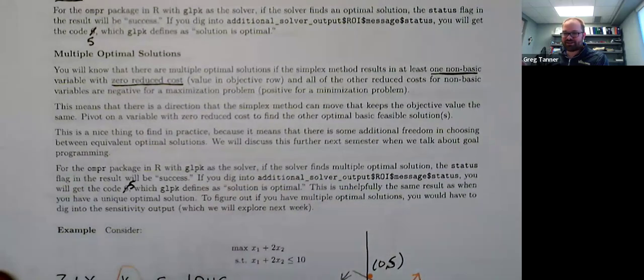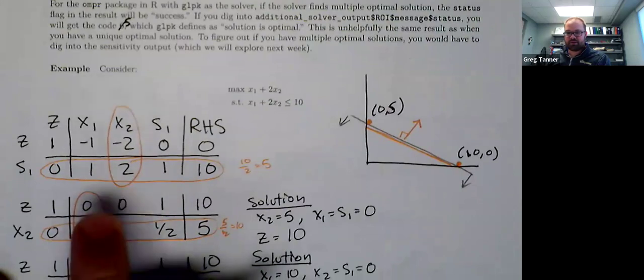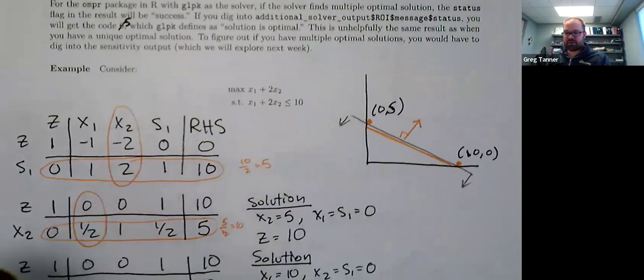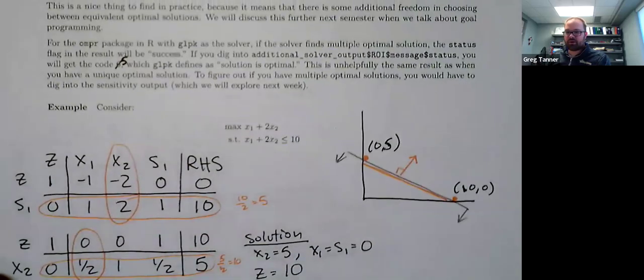If we look at some of the other output that the solver gives us, the solver can tell us what these reduced costs are. And we'll dig into that next week when we talk about sensitivity. And so by looking at those reduced costs, then we can know whether there are multiple optimal solutions.